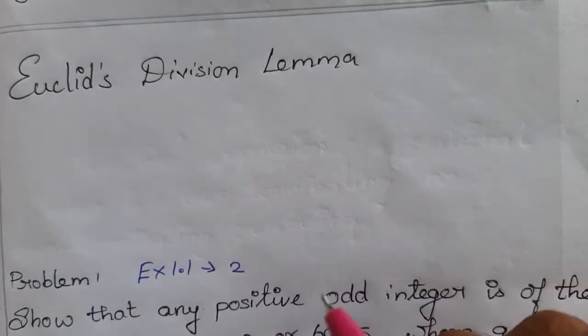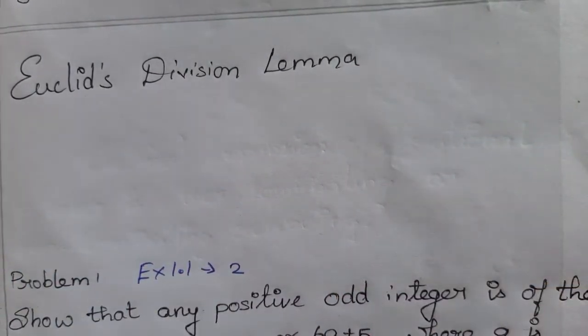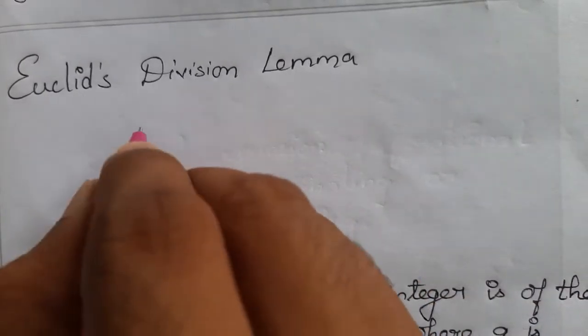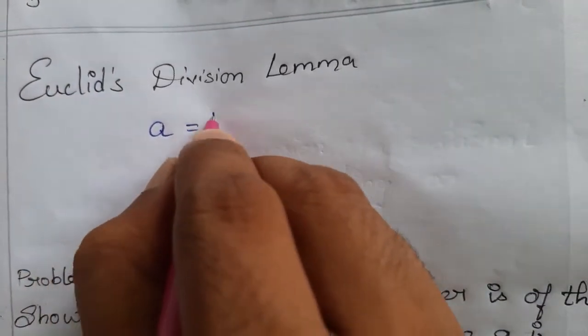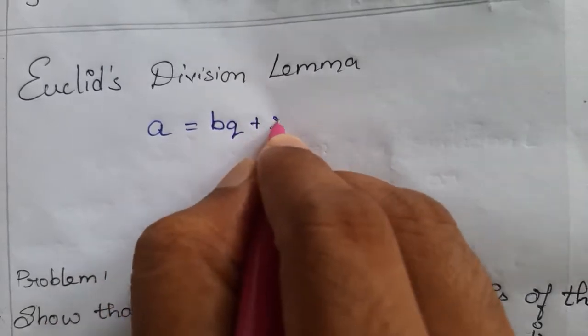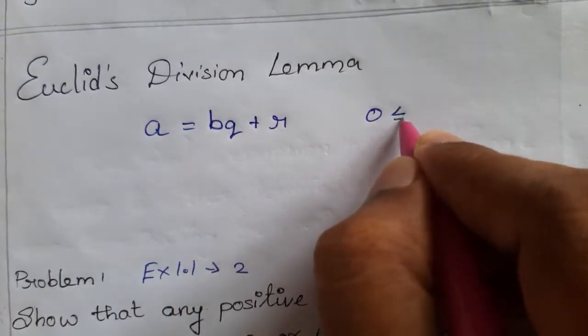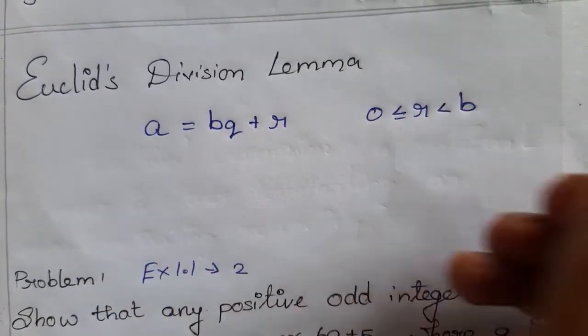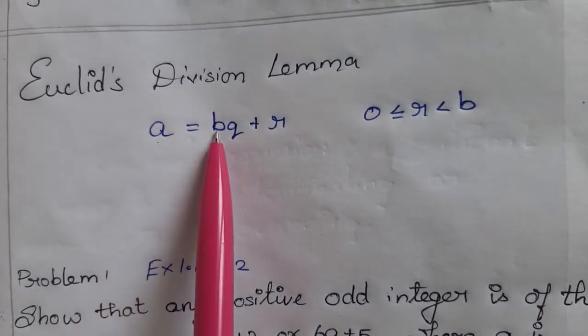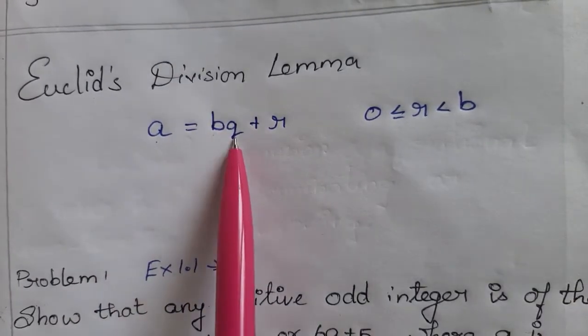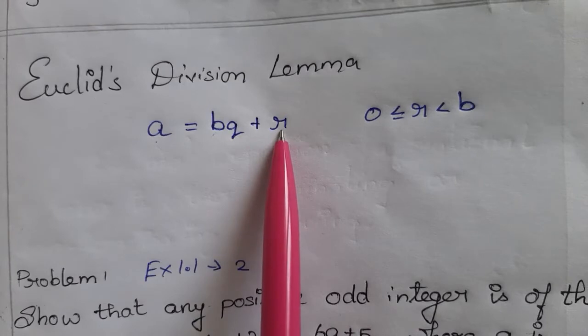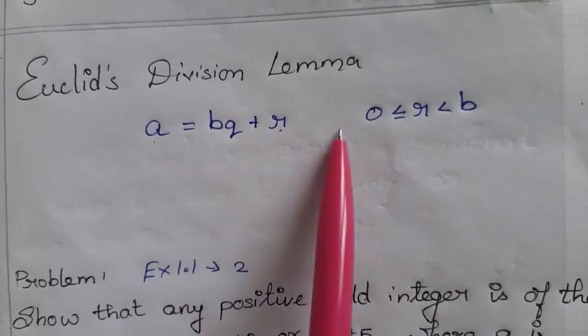Euclid's division lemma says that for any given positive integers a and b, there exist q and r satisfying a is equal to bq plus r, where 0 is less than or equal to r less than b, right? So here a and b can be any positive integers, and q and r can be positive integers or even 0. That's what we are seeing.